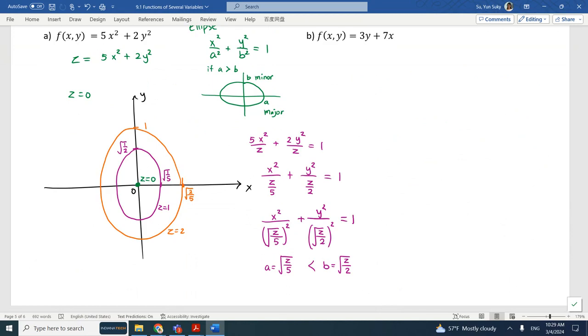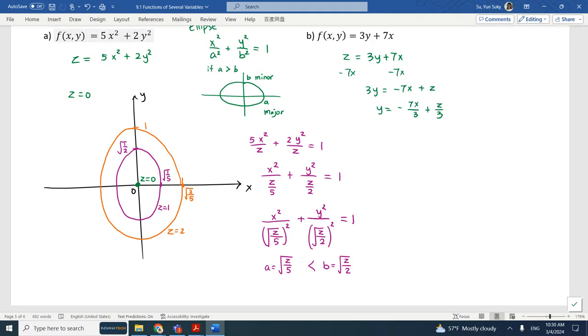Okay. Any question so far? All good? So the last one, z equals 3y plus 7x. A linear function is a line, right, everybody? And usually how you draw a line is you kind of solve for y. So solve for y: 3y is minus 7x plus z. And then y is minus 7x over 3 plus z over 3.